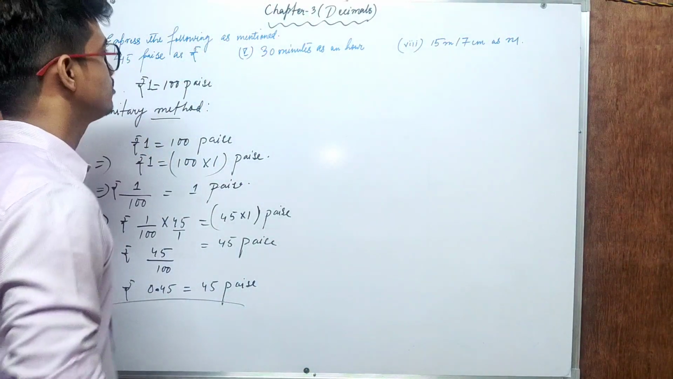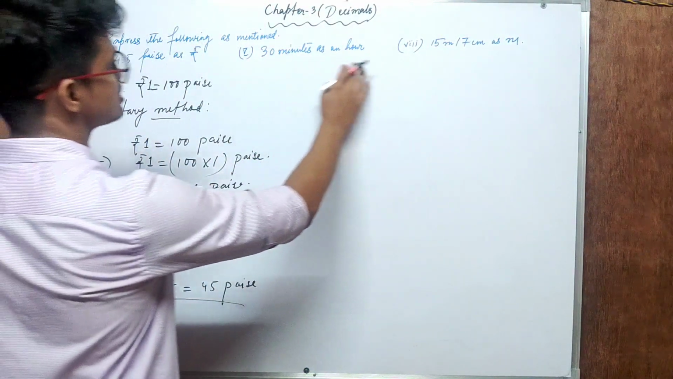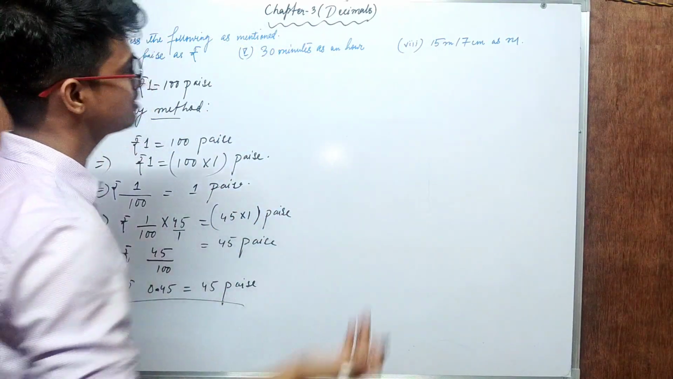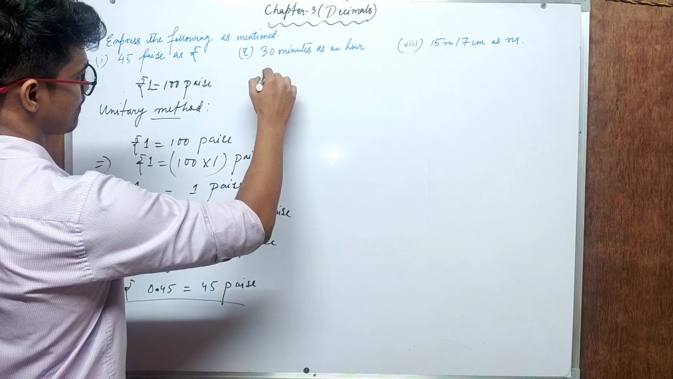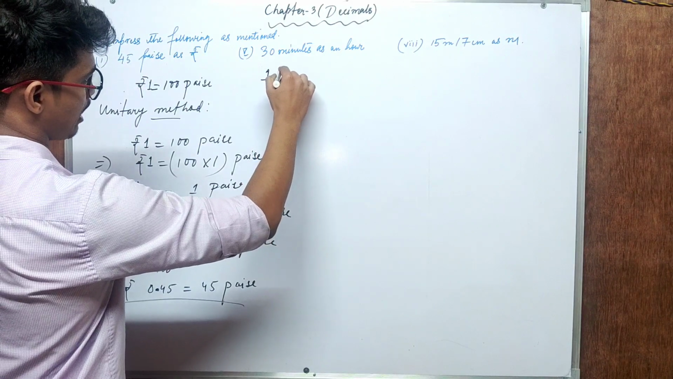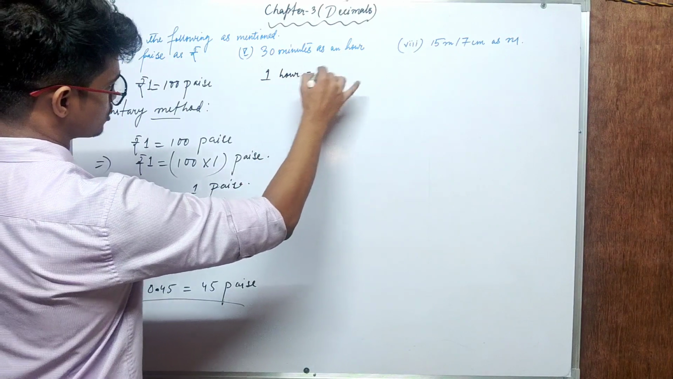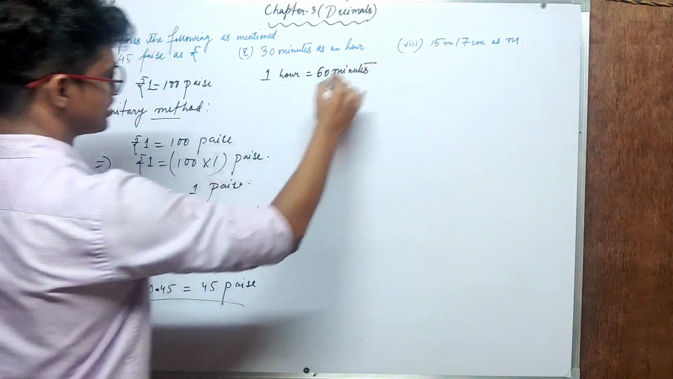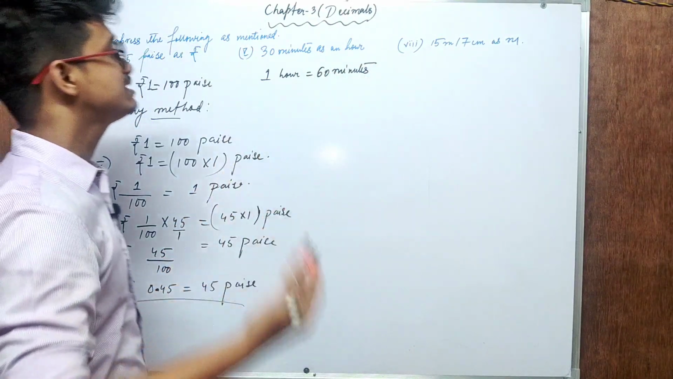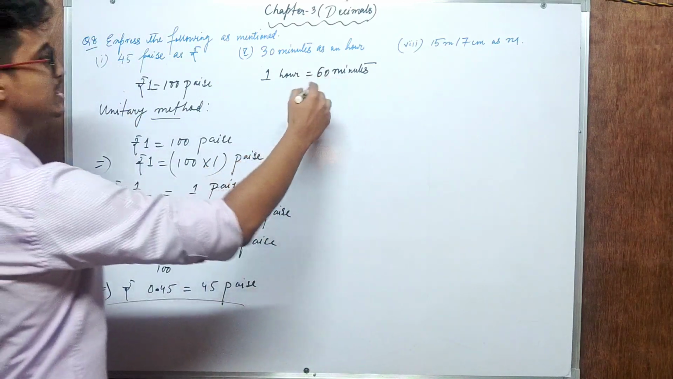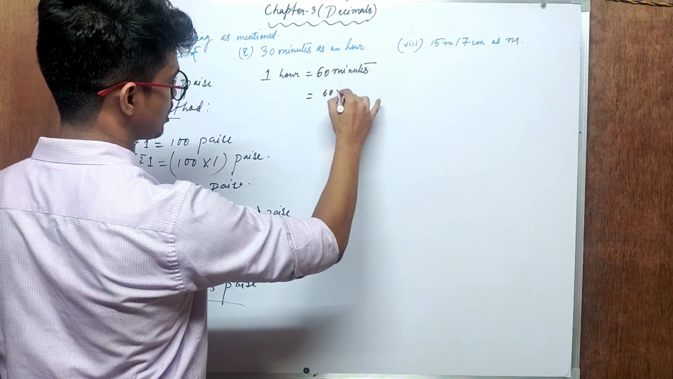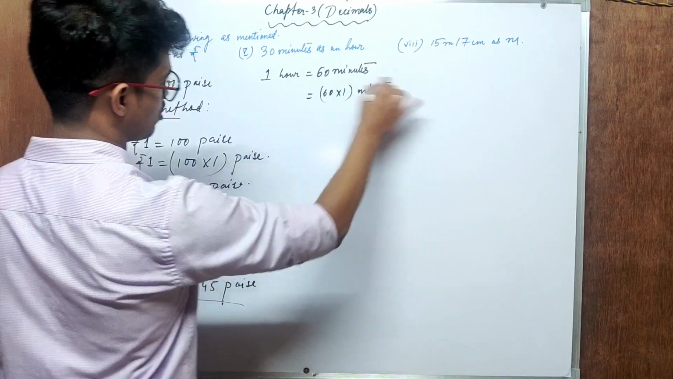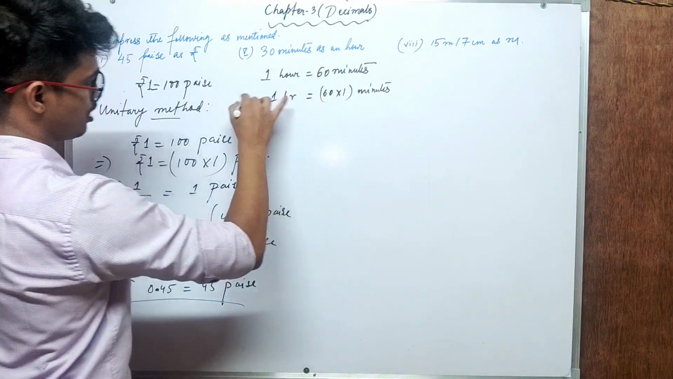What about the next question? 30 minutes in 1 hour. Again we have to use the same method, the unitary method. The unitary method says that 1 hour equals 60 minutes. We know that 1 hour equals 60 minutes. Now 1 minute equals how much? 60 into 1 I can write minutes. 1 hour. Put this sign.